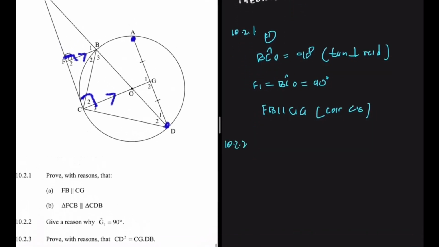10.2.2 says let's prove that triangle FCB is similar to triangle CDB, right? So let's highlight our triangles so that we can see what we're talking about. So we have triangle FCB and triangle CDB. We're going to prove that these triangles are similar using angles. Let me show you what I'm talking about. When they name their triangles in this question, they name them such that this angle F in FCB should be equal to angle C in CDB, right? So we're saying that this angle right here, F, should be equal to this angle right here, right? So let's see how we can prove that, right?